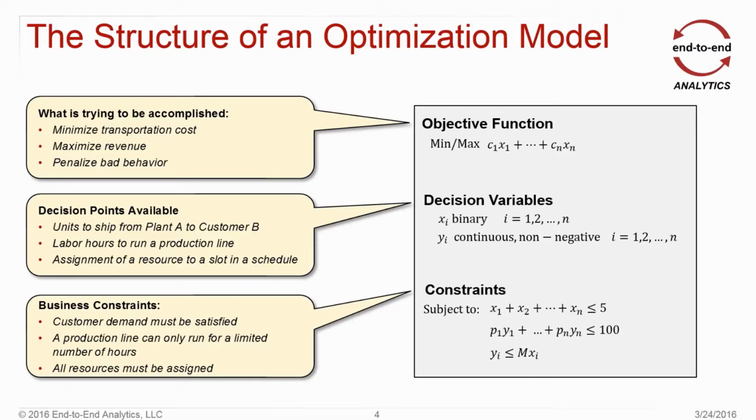The decision variables in an optimization model, those really are the levers that we can pull to achieve that objective. So, what things can I influence in my organization and do I have control over to change that are going to help me move towards that goal?